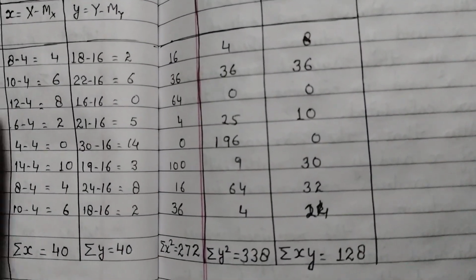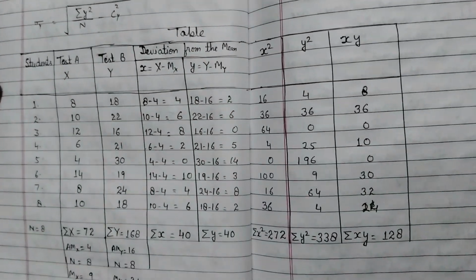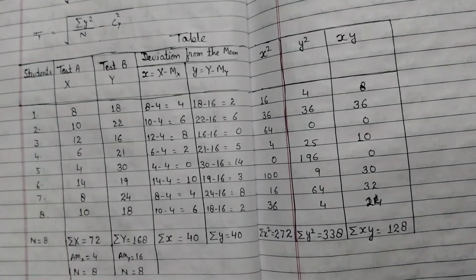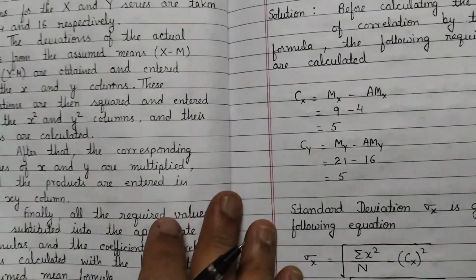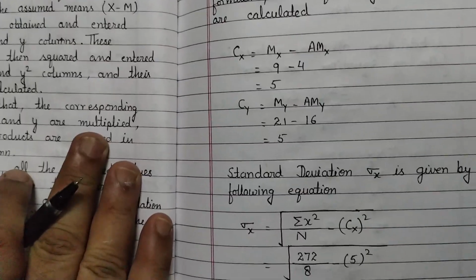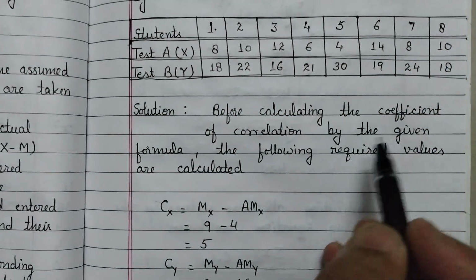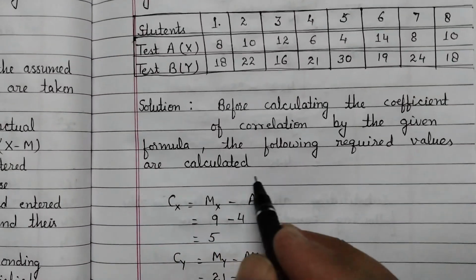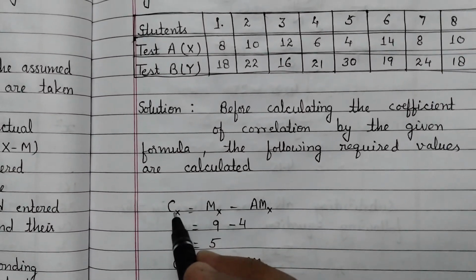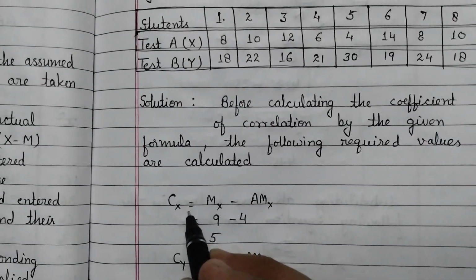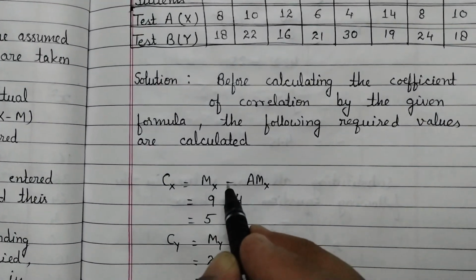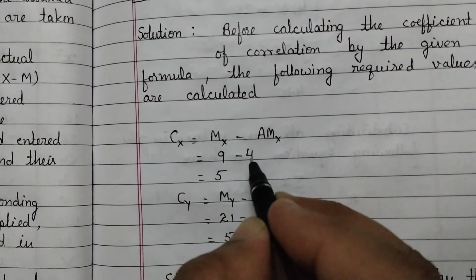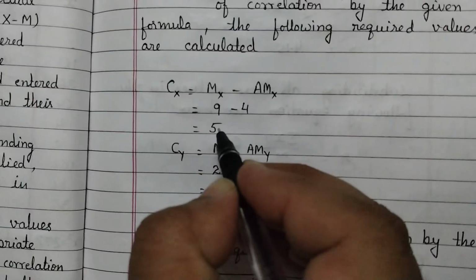So in this way this total table is prepared, and the steps involved are also written in language, and I have explained them verbally here. Now come to the next step. Before calculating the coefficient of correlation by the given formula, the following required values are calculated. Now come to the point, Cx. How is Cx to be calculated? The formula for Cx, correction, is equal to Mx minus AMx. Mx is 9, and the assumed mean for x score is 4. So 9 minus 4 is 5.